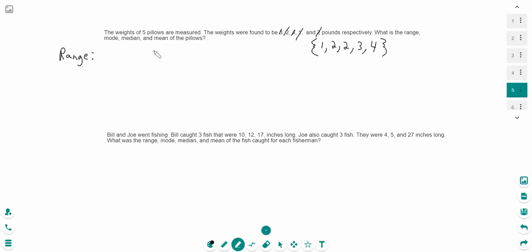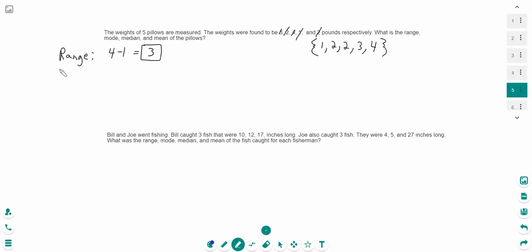Hopefully you remember, the range is simply taking the largest number and subtracting from it the smallest number. We're just trying to find the spread of this data set. So it's going to be the 4 minus the 1, which is 3. So the range is a 3.